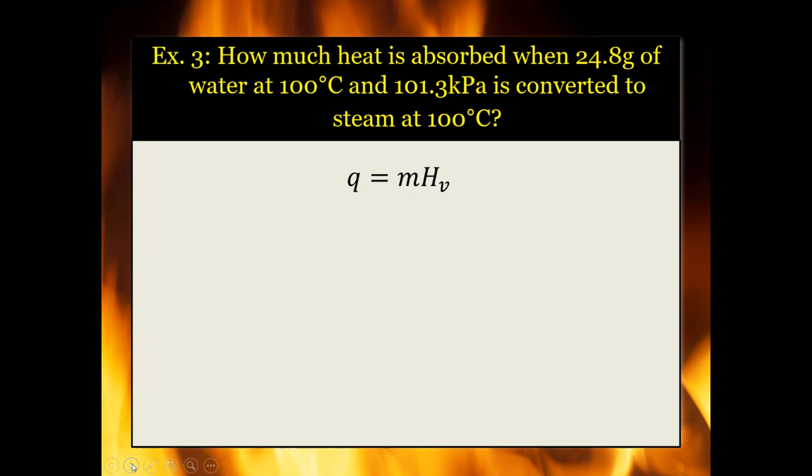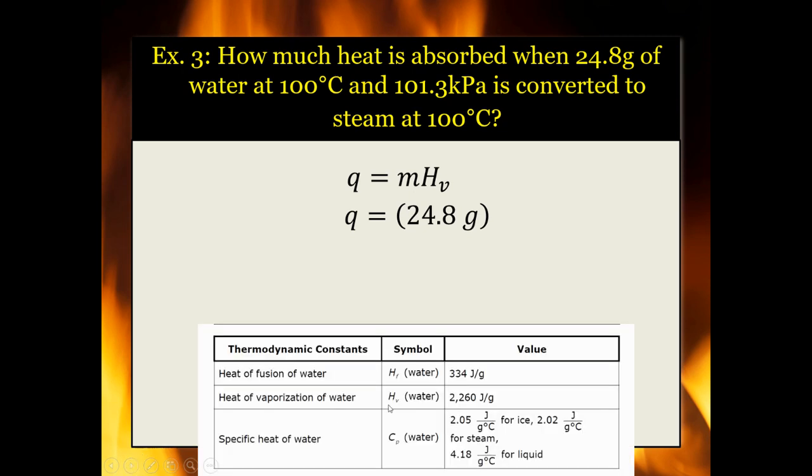Now let's plug in. Again, Q is heat. That's what we're looking for. m is mass, which is 24.8 grams. Now I need to figure out what is the value of HV. So I'm going to look on the front page of my reference table, and I see that HV is 2,260 joules per gram. So I will plug that in as well. Multiplying those two together, we find out that our heat is 56,048 joules in order to convert that to steam.